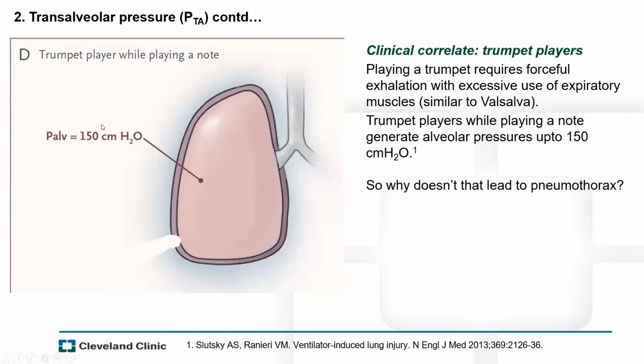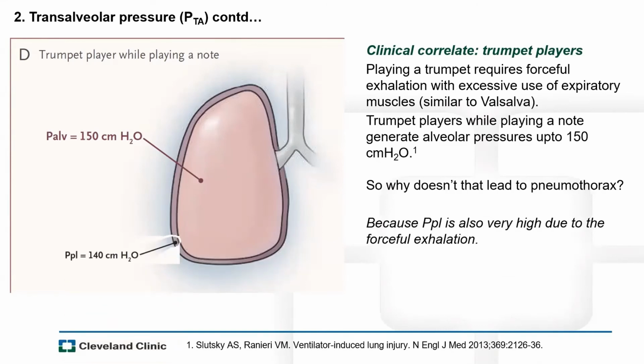And this is a clinical example. In trumpet players, the alveolar pressure can go up to 150 because they're forcefully exhaling so much that their expiratory muscles are pushing on the chest wall. But why don't they get a pneumothorax? Because, well, they're pushing on the chest wall, so the pleural pressure is also very high. So in this typical example, the transalveolar pressure is only 10, even though if you were to put a catheter in the alveolus, which is not practical to do, your alveolar pressure would be 150. But like I mentioned several times, it's the transalveolar pressure that matters. And in this case, it's not that high. It's only 10.